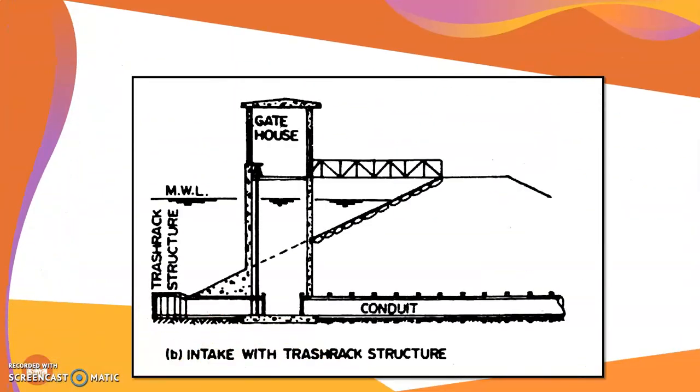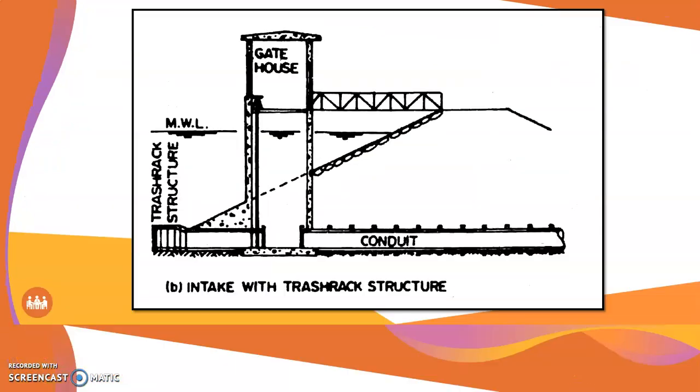This is another example of such intakes, where we have the intake with trash rack structure. Trash rack structure is nothing but a common entry which has been protected with the help of a trash rack, or jali-like thing, which prevents larger or floating matter from entering this structure, and then the water is lifted through the pumps or conveyed under gravity through the conduits. This kind of structure even needs a special kind of approach.